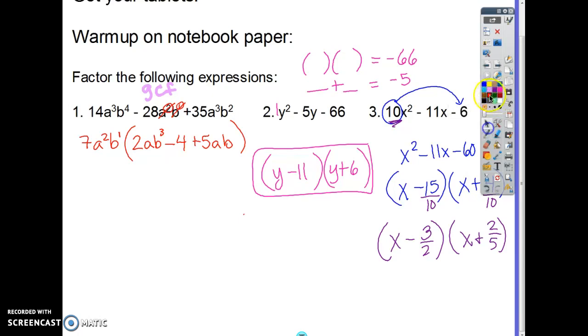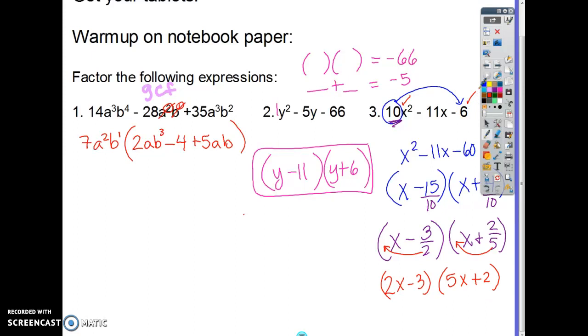So then if it cannot be reduced anymore, we're going to move that bottom number to the front. The bottom number to the front. So the 2 goes to the front. That's 2x minus 3. And the 5 goes to the front. That's 5x plus 2. And just to check, 2x times 5x gives you 10x squared. And negative 3 times positive 2 gives you that negative 6.